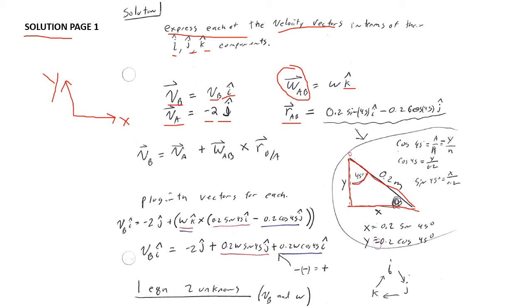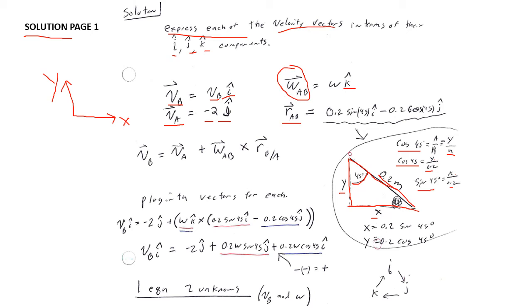Remember the cosine of 45 degrees is adjacent over hypotenuse. Our adjacent is y, our hypotenuse is h of 0.2. So we can plug that in. Cosine of 45 is y over 0.2. Now we can do the same thing. Sine is equal to opposite over hypotenuse. Our opposite is x, our hypotenuse is 0.2 meters. So the sine of 45 is equal to x over 0.2.